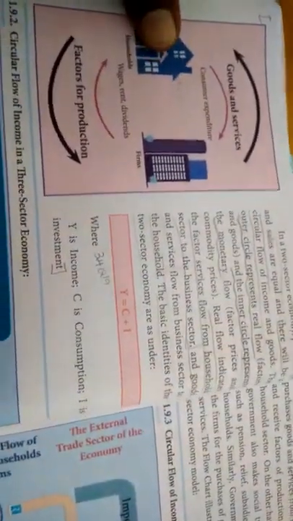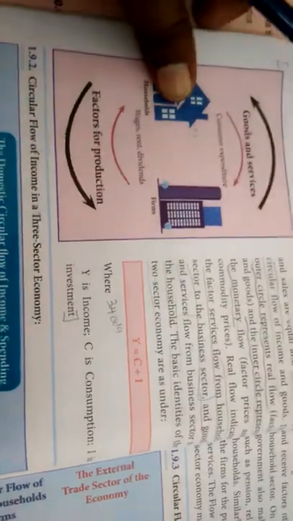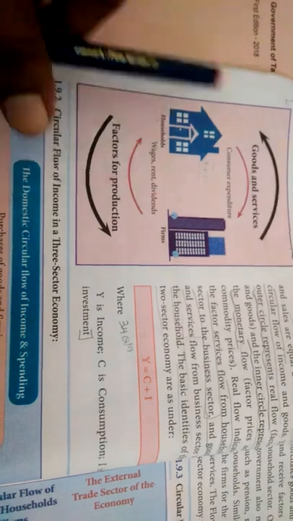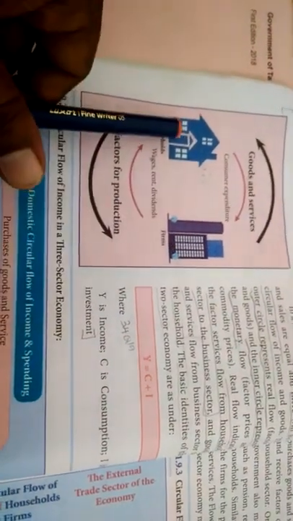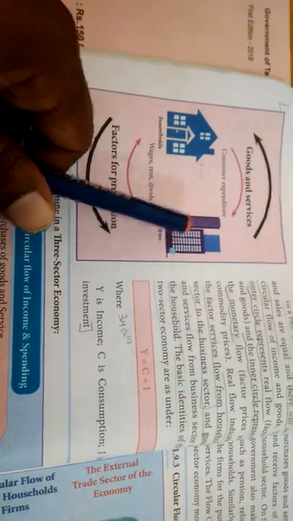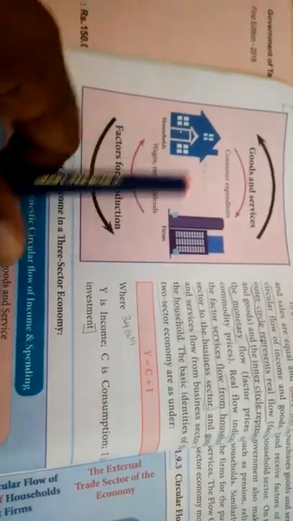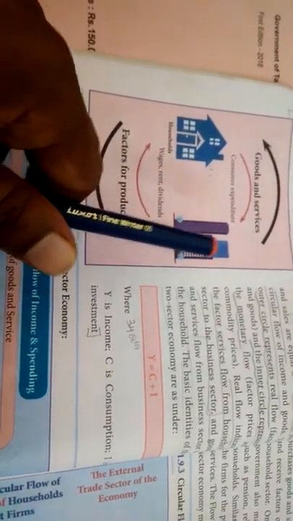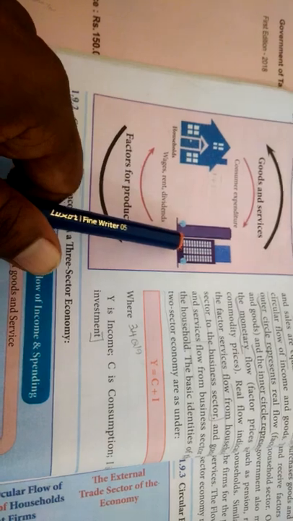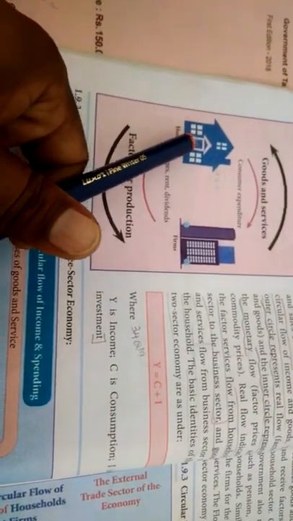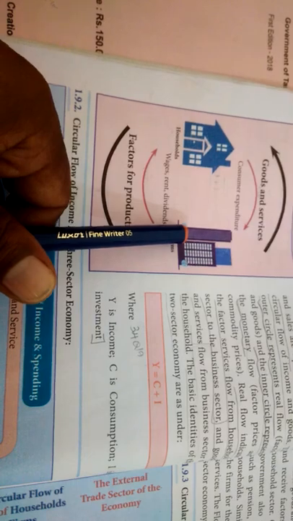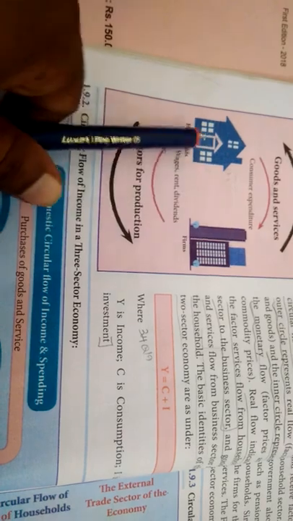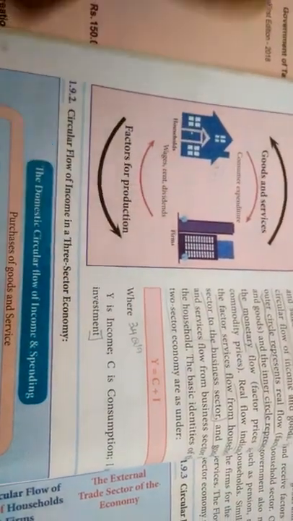So the basic identities of the two sector economy are as under. Income is equal to consumption plus investment. Consumption is created by the household sector, and investment is made by firms. Whatever the consumption expenditure is, it always goes to the firms. These firms make the investment using the amount taken from the household sector. So when we calculate the total income, it is equal to consumption expenditure plus investment.